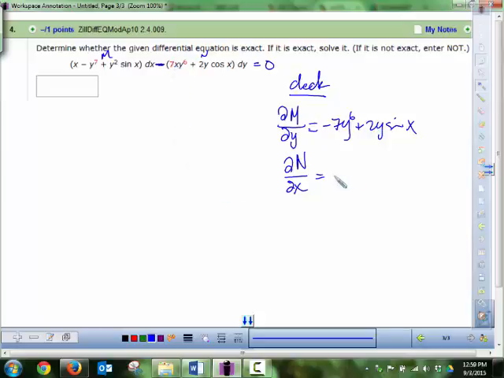So the negative sign, we'll make sure that we distribute that as we're doing it. So the first term is 7y to the 6, and now we have one more term with respect to x. 2y is constant. And the derivative of cosine is negative sine, so that makes this positive, which matches up. All right, great.